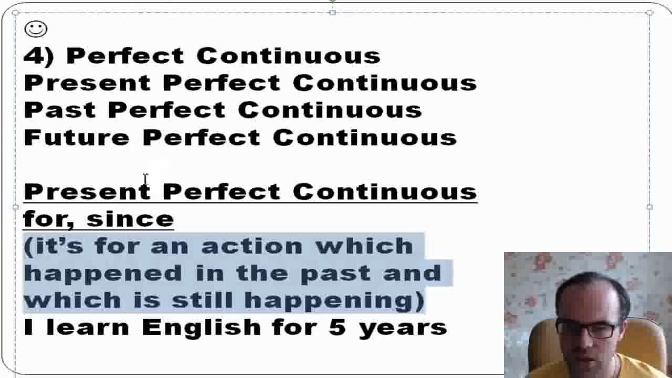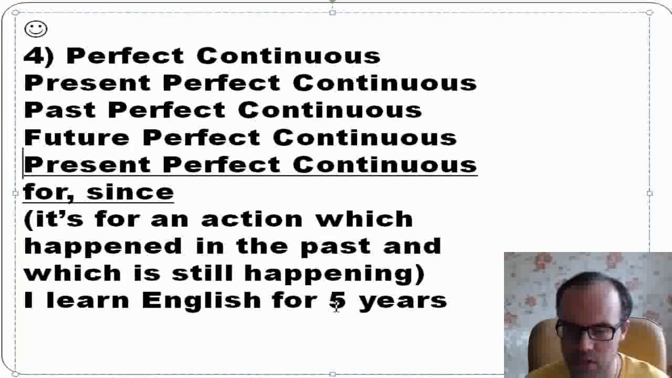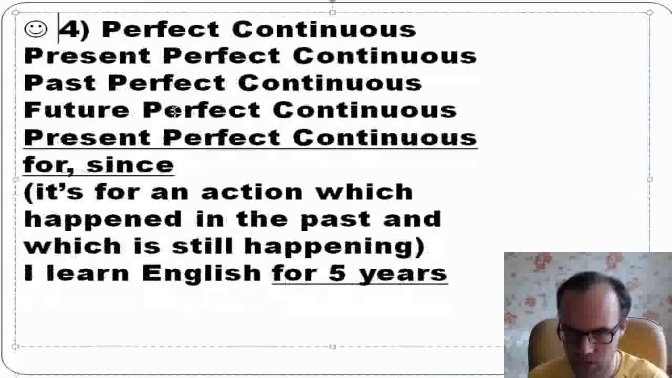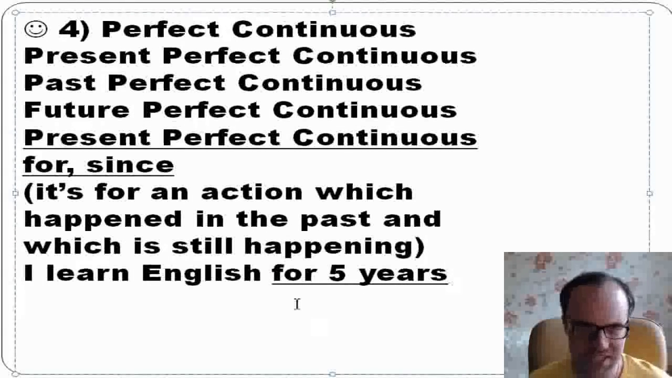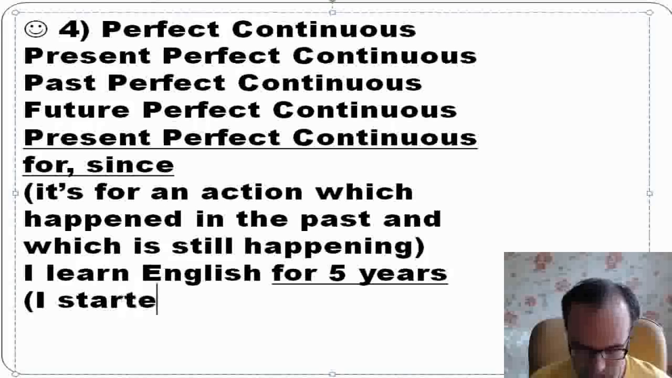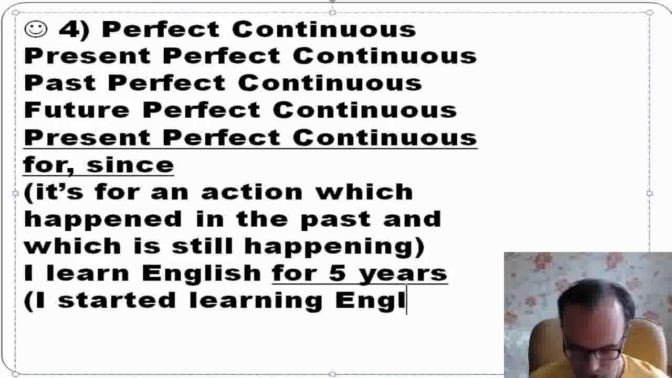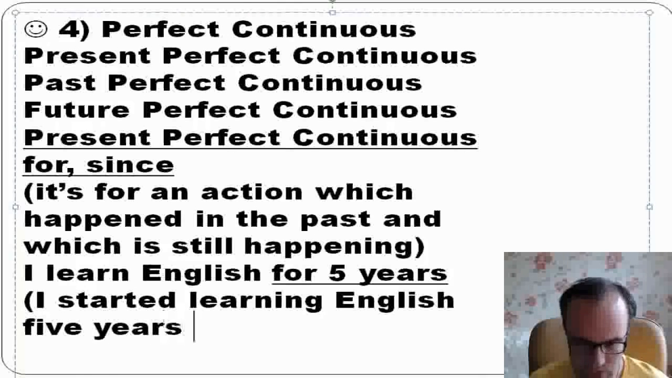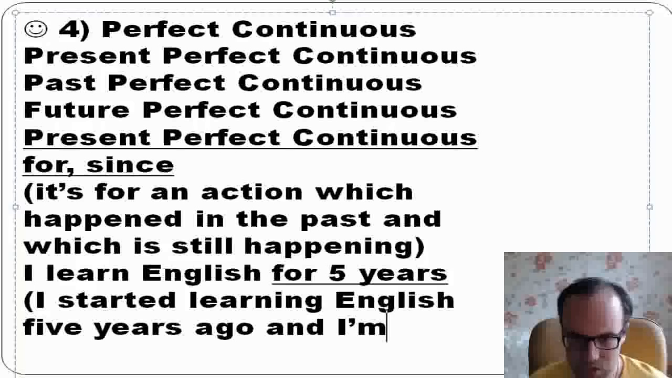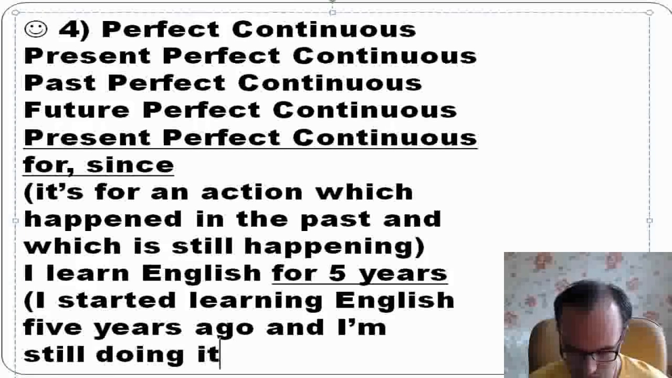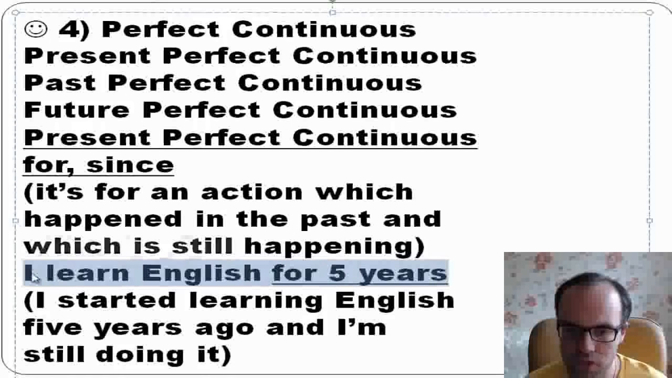Look, "I learned English for 5 years." What does it mean? If you have "for 5 years", it means that I started learning English 5 years ago, and I'm still learning it. So it's present perfect continuous, and in this case you need to use present perfect continuous. But what is present perfect continuous?